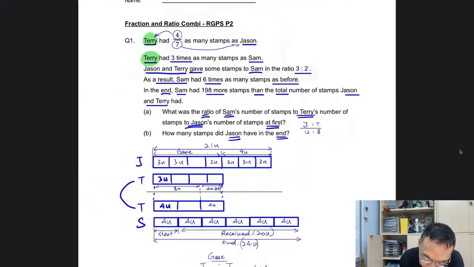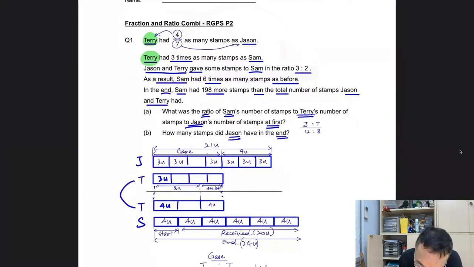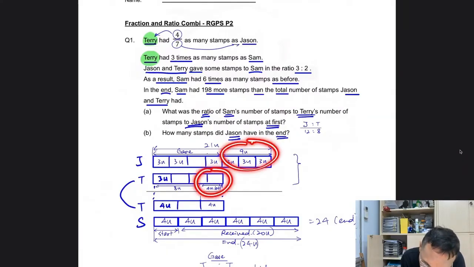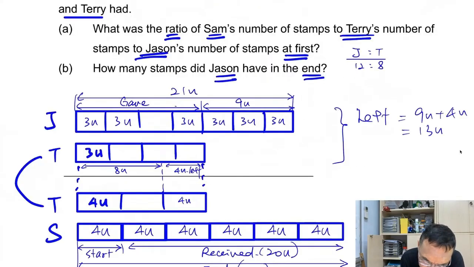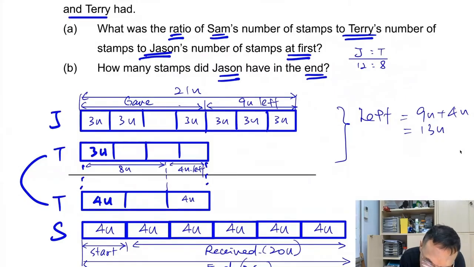Okay. Now, we know that Sam has 24 in the end. We know that J and T has got a total of 9 plus 4 left in the end. So the left is 9 units plus 4 units equals 13 units. I say again in case you don't get it. This is left, which is 9. This is left, which is 4. So 9 and 4 adds up to 13 left, and Sam has 24 left.